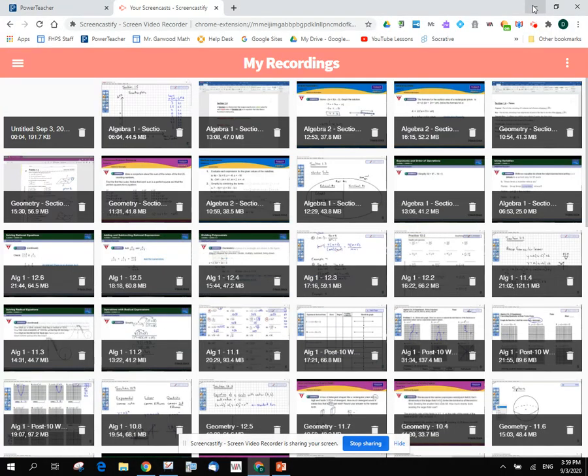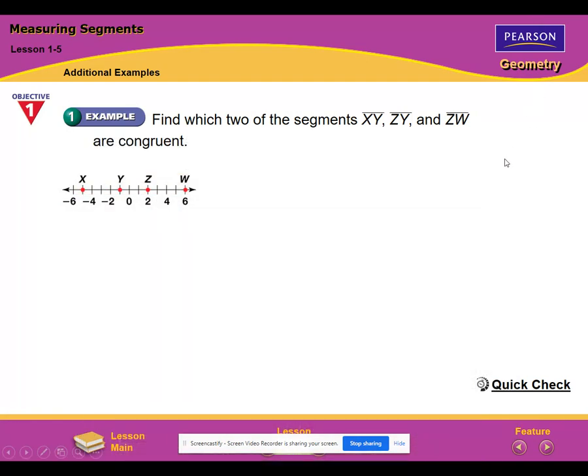So let's look at an example here that says, find which 2 of the segments, segment XY, segment ZY, and segment ZW are congruent. As I look here, I see segment XY is right there. I see segment ZY is right here, and I see segment ZW is right here. Very clearly, segment XY, this one, and segment ZW are the congruent ones. And it's as simple as counting on a number line. Yes, we started with a very simple problem. It's 1, 2, 3, 4. This one is 1, 2, 3, 4 units on a number line, where this is only 1, 2, 3. So XY and ZW are the congruent segments.